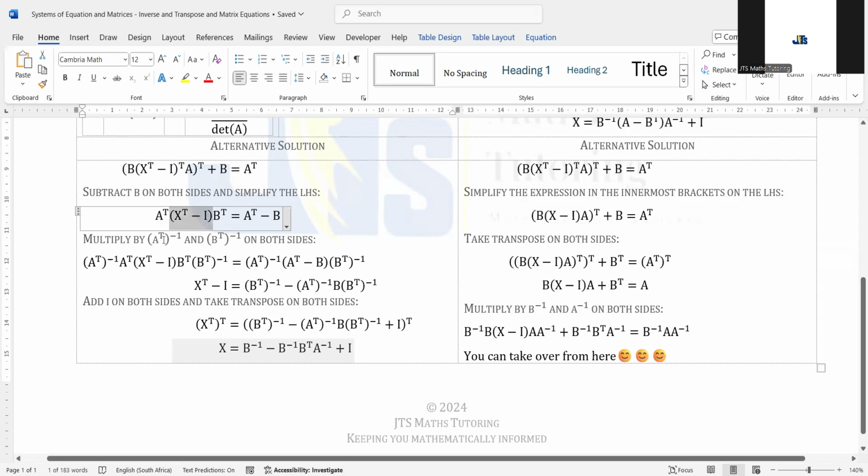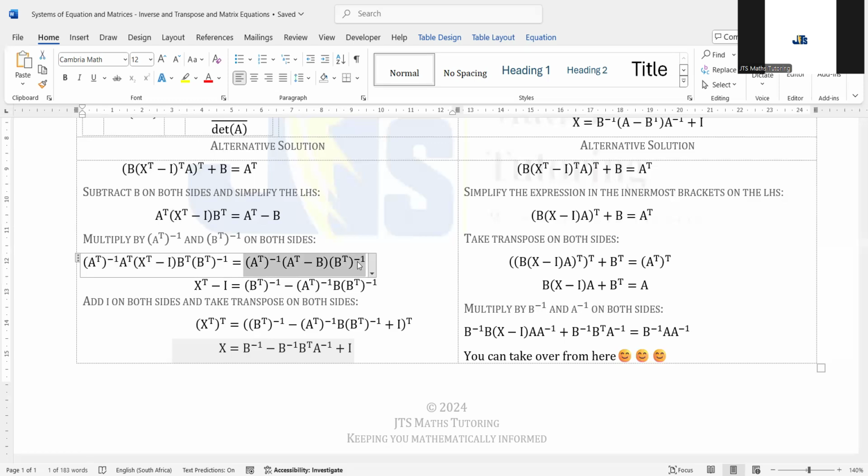So I'm going to take the inverse of the transpose. You can see what I'm doing here. Whatever I do on the left-hand side, that's exactly what I must do on the right-hand side, because this is an equation. It must be balanced.